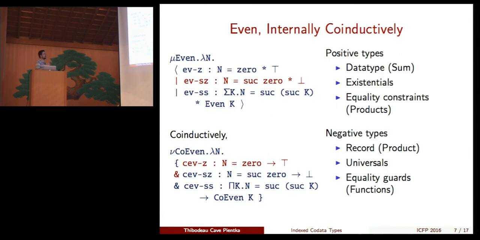And there's a nice duality, and the duality appears in several places. For example, we start from even, which is a recursive data type, in a sum. It uses existentials and equality constraints, which are denoted by the product. On the co-inductive side, the negative type becomes a record, which is a product. And then we have universals, and the equality constraints become equality guards, which are functions. So we have this duality between positive and negative types.